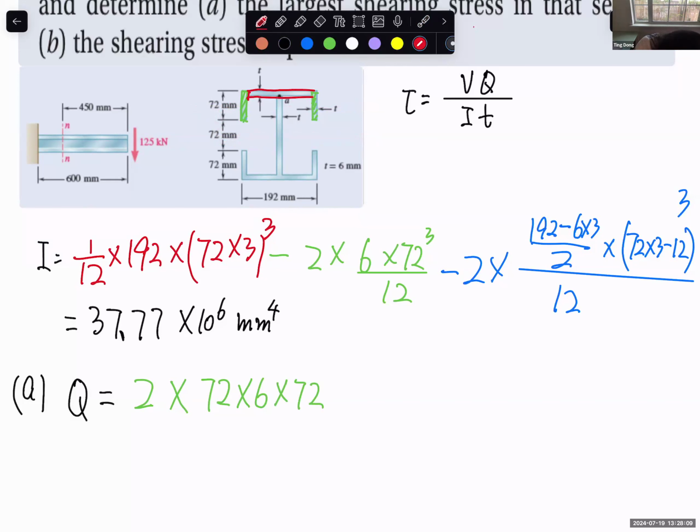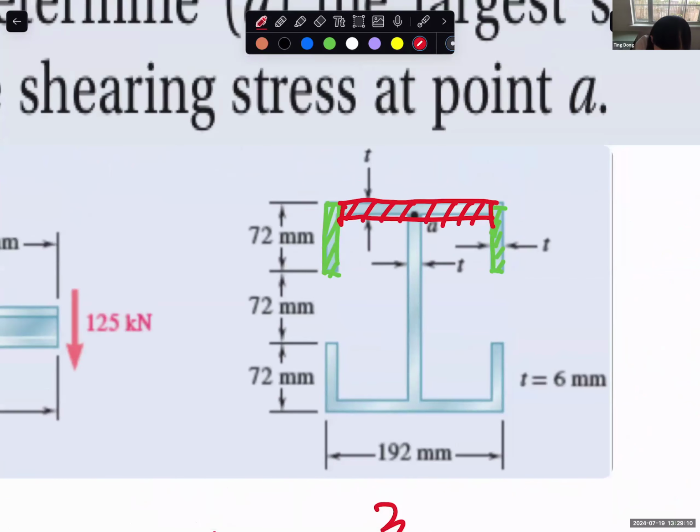And now for the second area I use red. So this one we have area 192 minus 6 times 2, and times 6. So this is the area of the red part, the red section. What is the y bar? 75? No, 73 and a half. Never mind, I messed up. So it should be this right here.